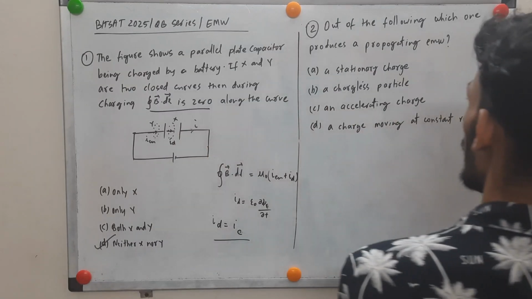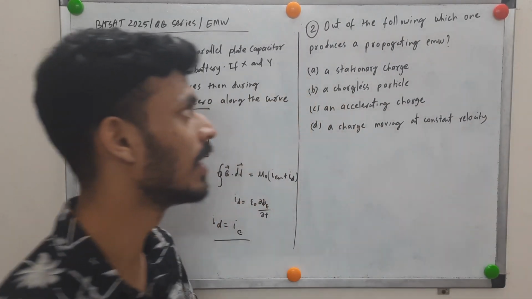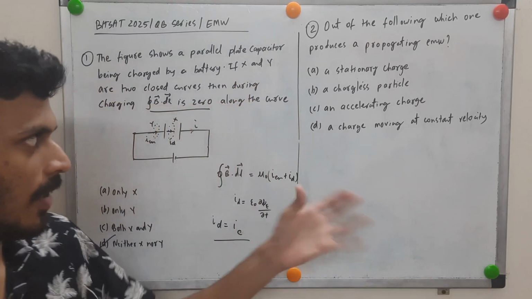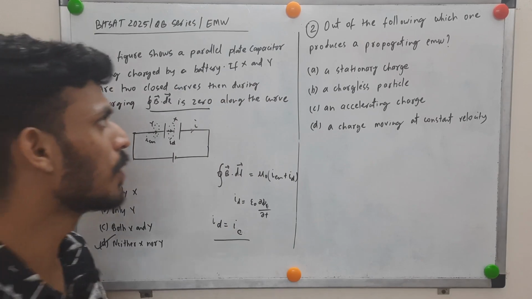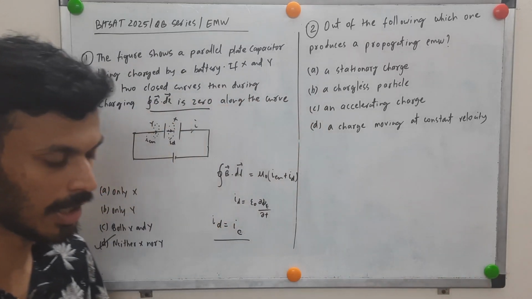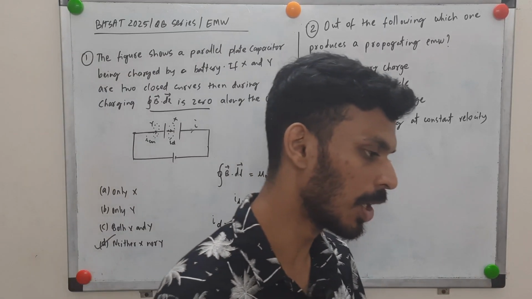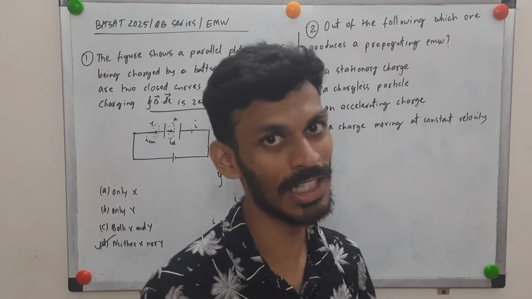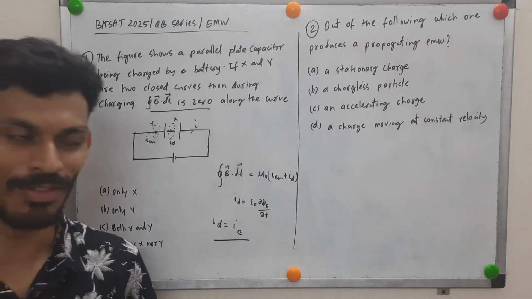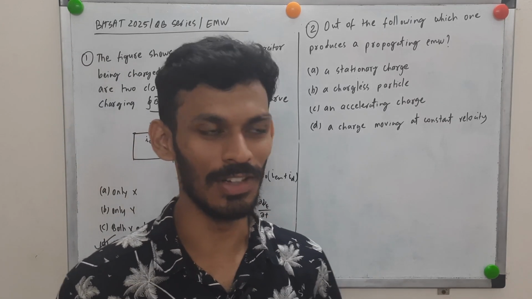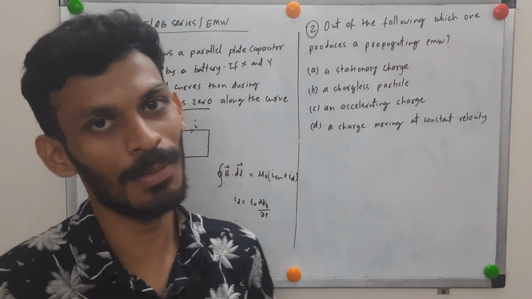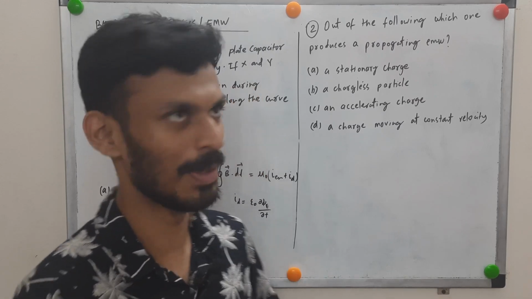So let's come to this question. Here we are given: out of the following, which one will produce a propagating electromagnetic wave? If you see, a stationary charge will produce electric field, right? But it won't have a tendency to produce magnetic field. Moving charges produce magnetic field. Current is what? Flow of charge, right? Flow of charge produces magnetic field. So a stationary charge will produce electric field, but not a magnetic field, and hence no electromagnetic wave.